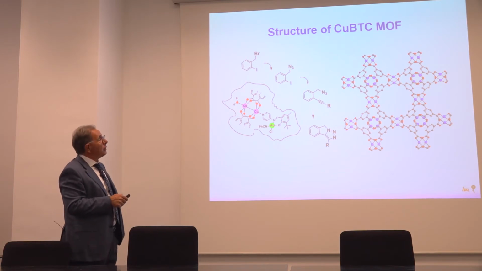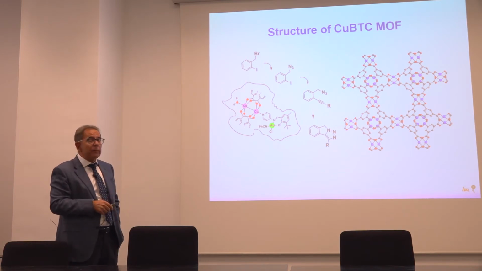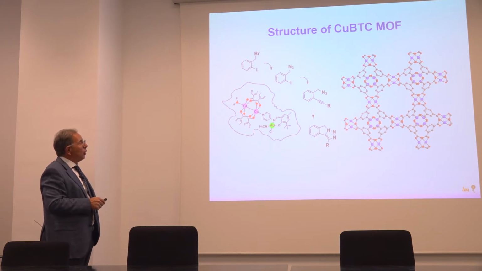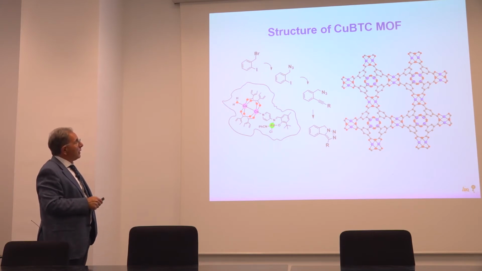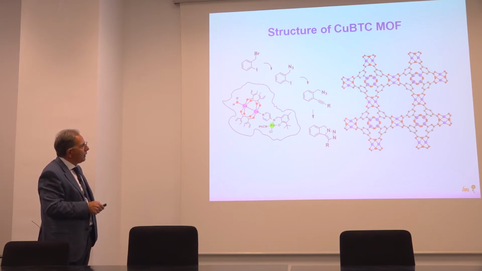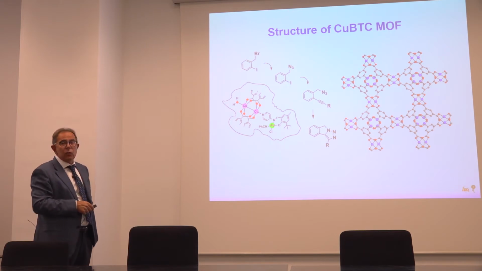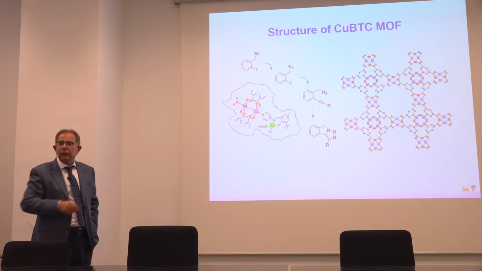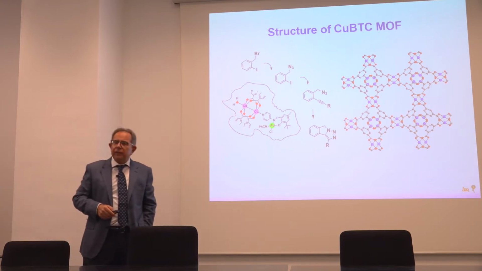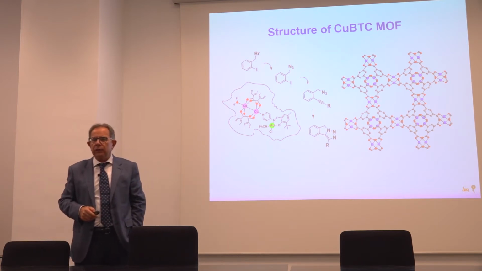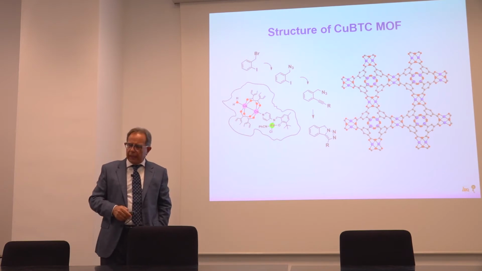So we took the copper BTC MOF, which has in the nodes two coppers that are saturated with water molecules, and we substituted one water molecule with a ligand where we attach a palladium, and we now have a catalyst with palladium and copper close by. And this was very selective for the reaction we wanted, with a reasonable selectivity.